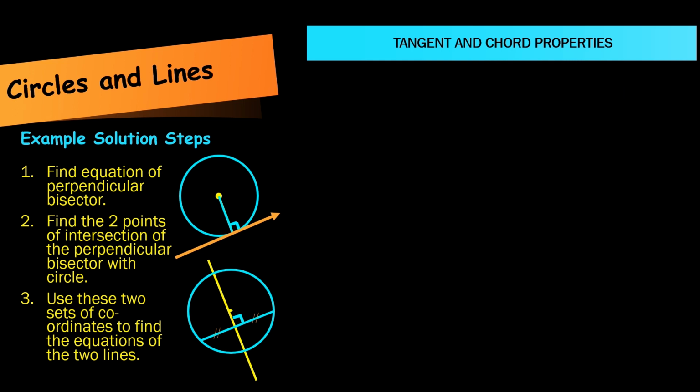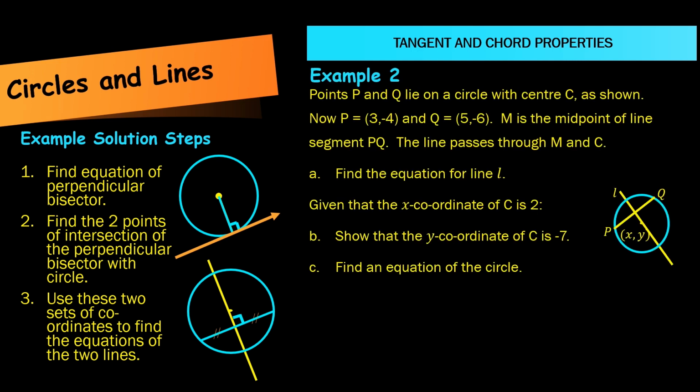Now let's have a go at another example. Pause the video and have a go. Press play when you're ready to view the solutions. So points P and Q lie on a circle with centre C as shown. P is (3, -4) and Q is (5, -6). M is the midpoint of the line segment PQ, and the line L passes through M and C.